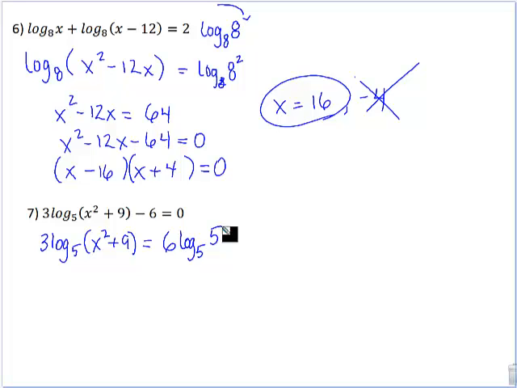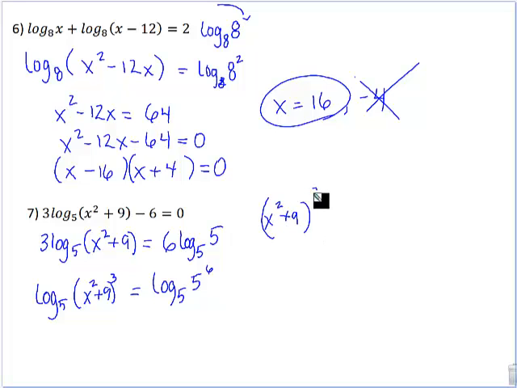And why do we choose log base 5 of 5 this time? It equals 1 and the base number is 5. Okay, so what do we do with the 3 out in front of this log base 5? That goes to the exponent. So this is log base 5 of (x squared plus 9) to the third is equal to log base 5 of 5 to the 6th. Okay, we have a log equaling a log. So we have (x squared plus 9) to the third equals, well, what's 5 to the 6th?